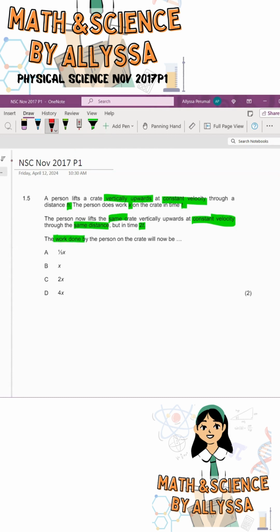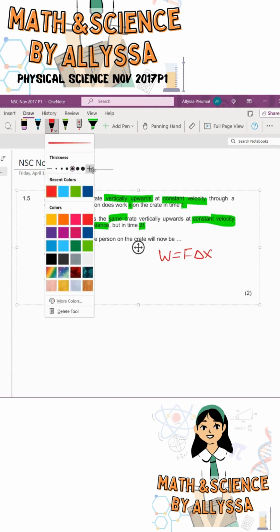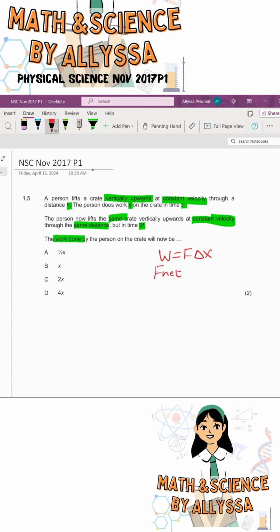So the first equation that we're going to talk about is work done. We know that work done is equal to F delta x. This is the force that is being applied, and this is the distance that your object travels. We then are going to look at Newton's second law. So Newton's second law is F net equal to mass times acceleration.